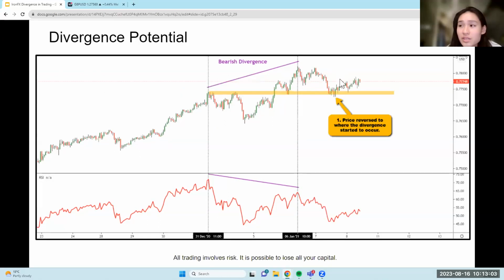And that's exactly what it did. It reversed off and it retraced back to this level here. So this is a combination of what we call a pullback, in this case a pullback support, because price has broken out of this resistance, and it's retracing back and it has bounced off of this level. So now it becomes an overlap support level.